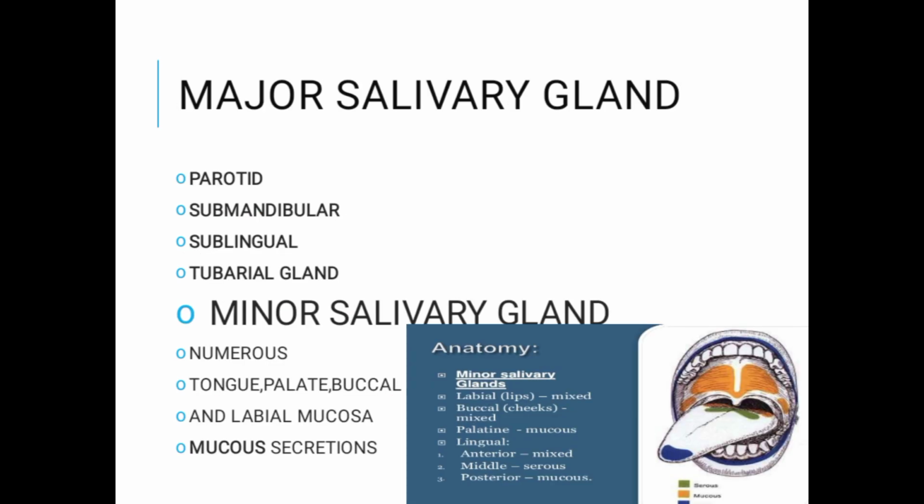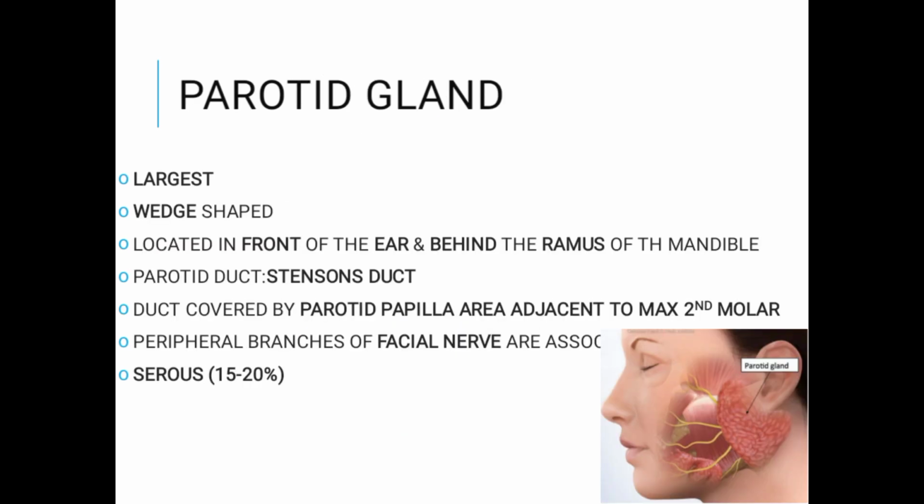Now moving towards the glands. Major glands, you all know: parotid, submandibular, sublingual. In recent studies, a new gland has been introduced, the tubarial gland. Now the minor salivary glands are basically 600 to 1000 and numerous, present on the tongue, palate, and buccal and labial mucosa.